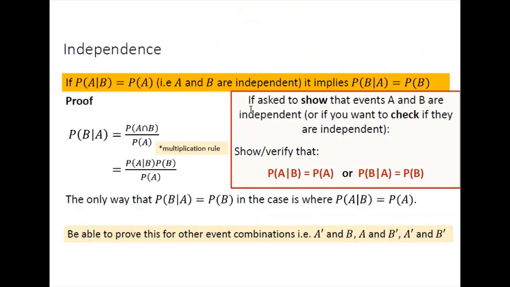So if asked to show that events A and B are independent, or if we want to check if they are independent, we should show or verify that the probability of A given that B is equal to the probability of A, or the probability of B given that A is equal to the probability of B, one of them. You can say or, one of them is enough.